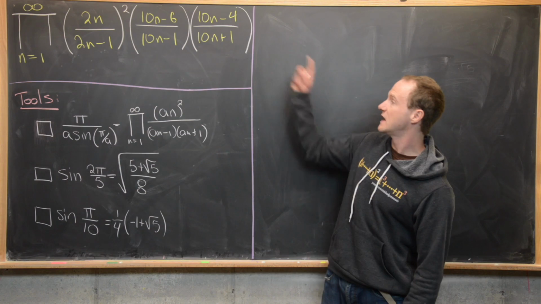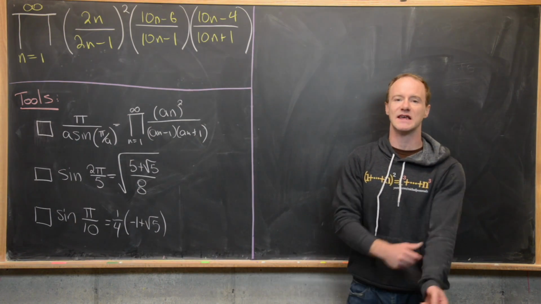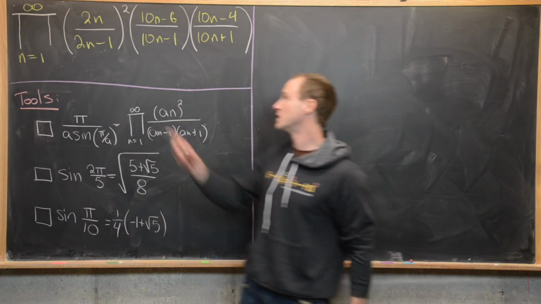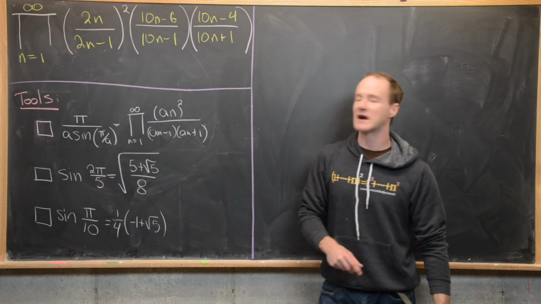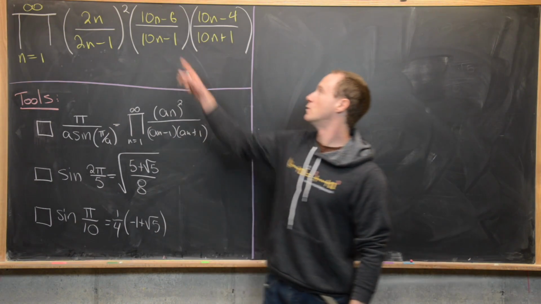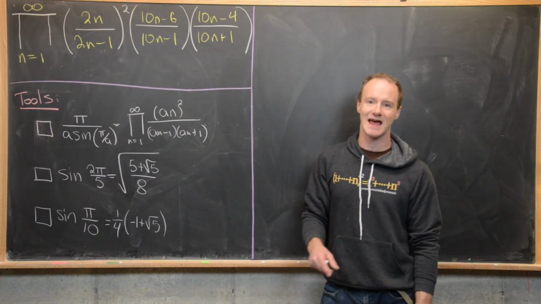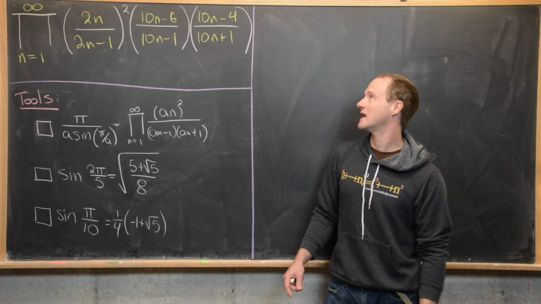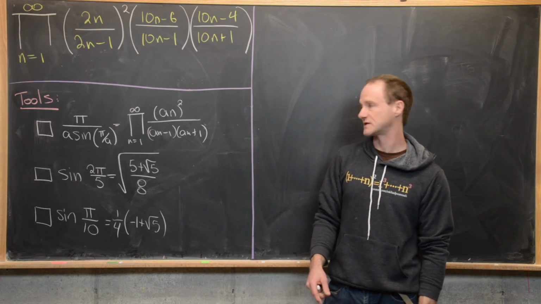So our goal here is to find this product as n goes from 1 to infinity. We've got 2n over 2n minus 1 quantity squared. We've got 10n minus 6 over 10n minus 1, and then 10n minus 4 over 10n plus 1.